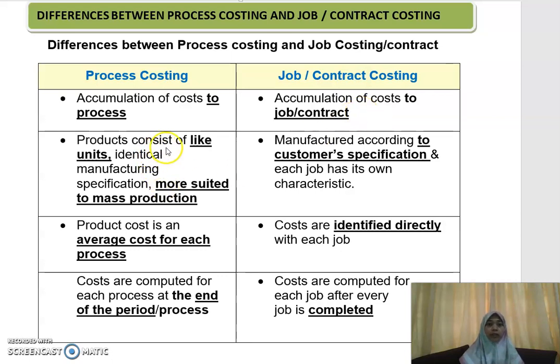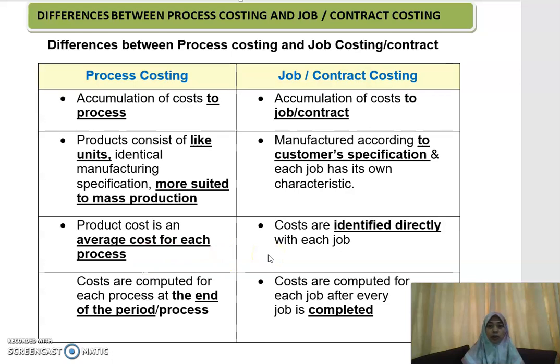Secondly, the products consist of like units or identical manufacturing specification more suited to mass production. That means in the process costing, you have identical output or homogeneous output, and then normally the production is in a mass production. Whereas for job or contract costing, the item is manufactured according to the customer's special requirement or basically the customer's specification. And then each job has their own characteristics.